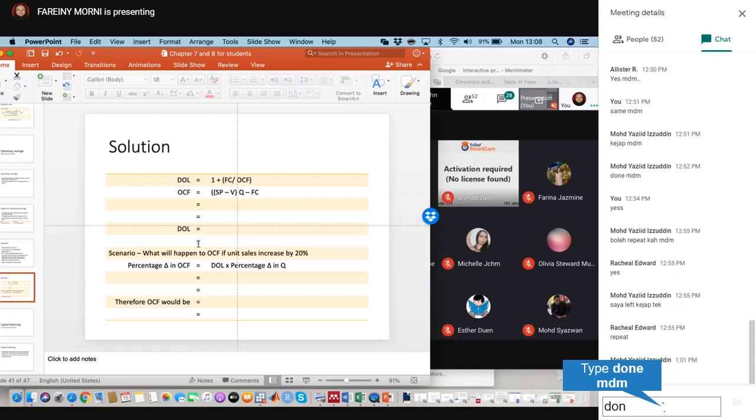Alright, so the next one is operating leverage. So operating leverage is just about debt. Alright, the degree to which a firm borrows, or they rely on fixed cost. So a high degree shows that the firm is capital intensive in nature. Alright, so DOL, degree of operating leverage. So the bigger the DOL, the bigger our risk actually. Alright, so the higher the fixed cost, the higher the DOL. It depends on the sales. So what is DOL? 1 plus fixed cost divided by OCF. Percentage change in OCF is equal to DOL times percentage change in Q.